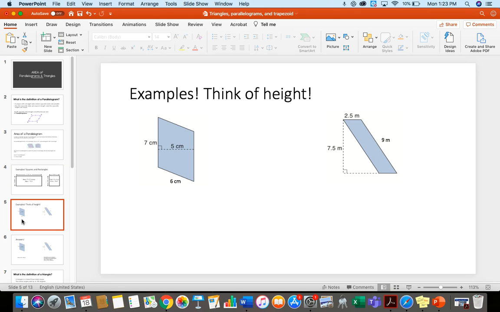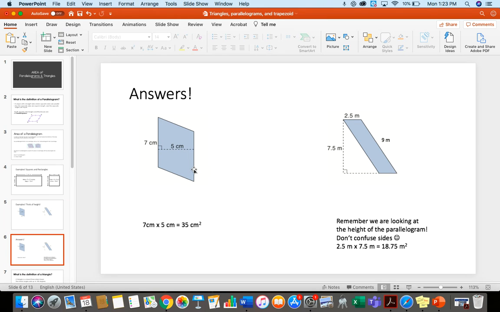Okay, let's try to do this with examples of parallelograms. This might get more challenging. So in these images, you are given 3 pieces of information. You are given some sides and you are given some extra information. So let's begin with this one and let's go to the answers.